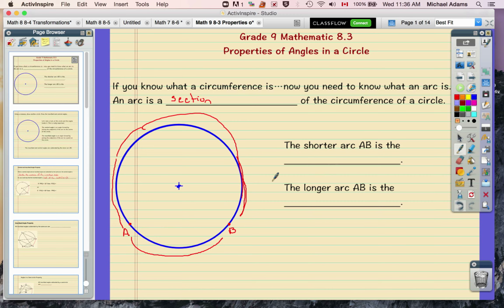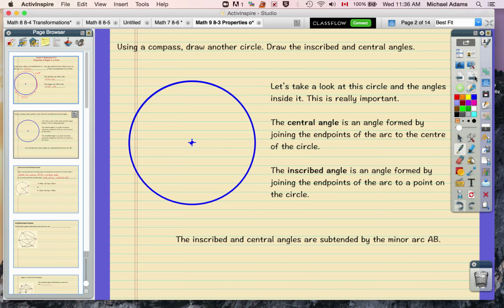So this shorter arc is what we call the minor arc, and the longer arc is going to be called the major arc. And remember again, an arc is just a section of the circumference. So here we go. This shorter arc from A to B, that's our minor arc, and the longer arc, that's our major arc. Now let's see how the idea of arcs plays in certain properties that we have to know.